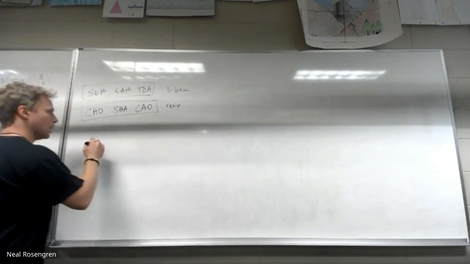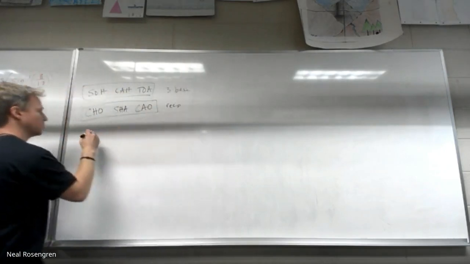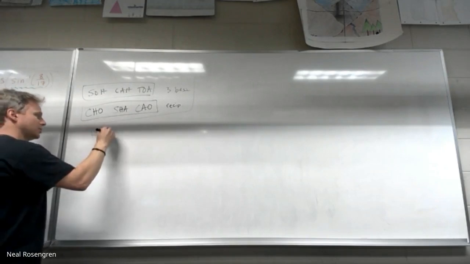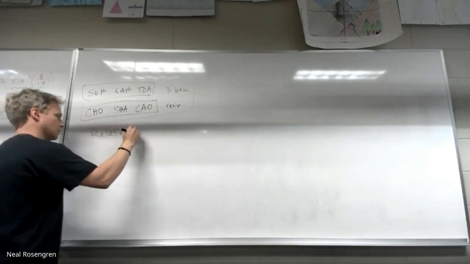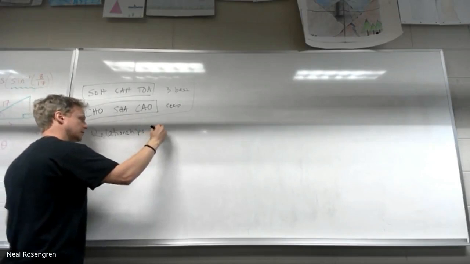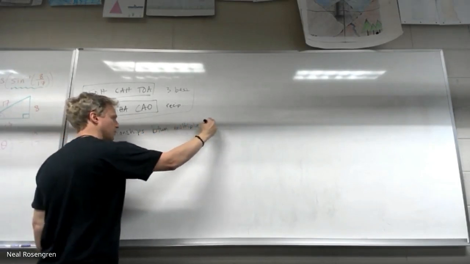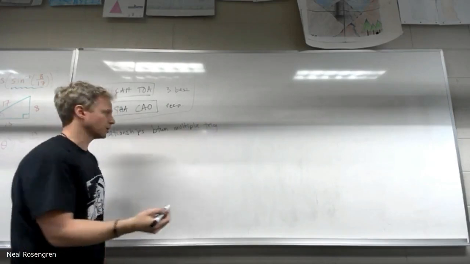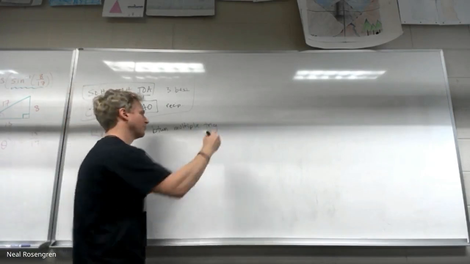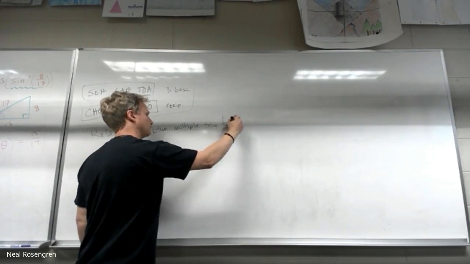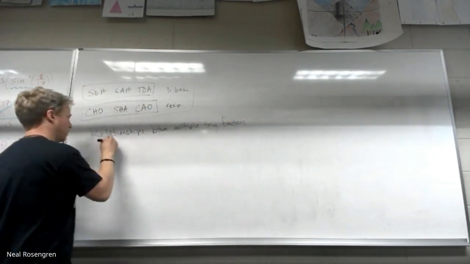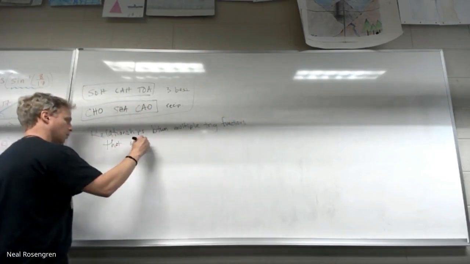Okay, so this exists kind of on its own up here. Relationships between multiple trig ratios, functions, whatever you want to call them. I'm going to call them functions, I guess, that are always true.